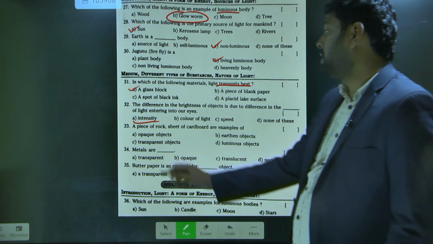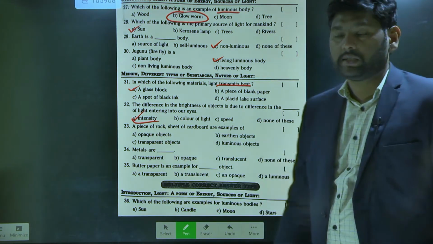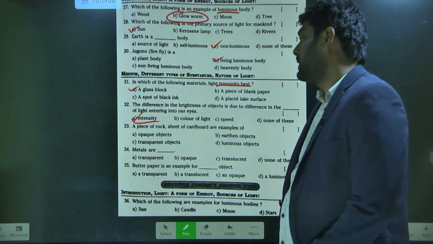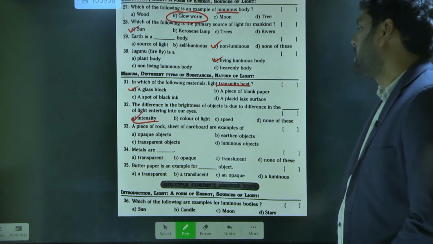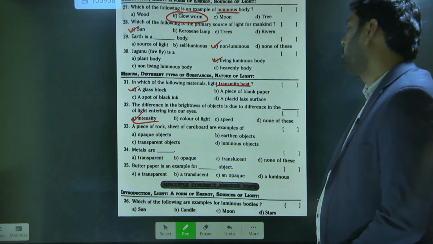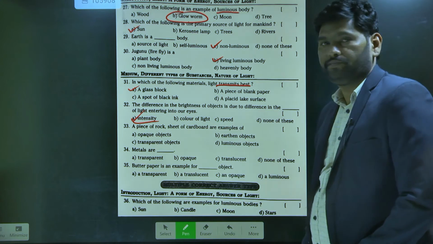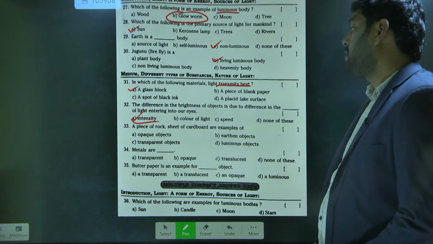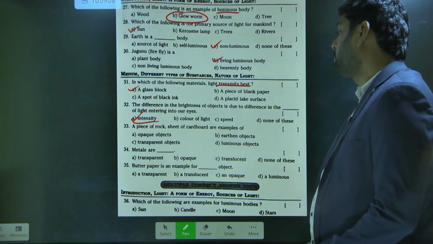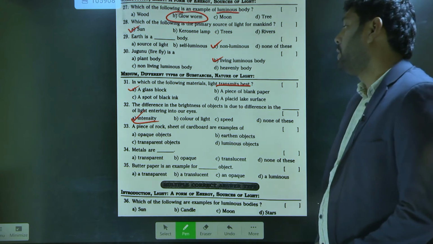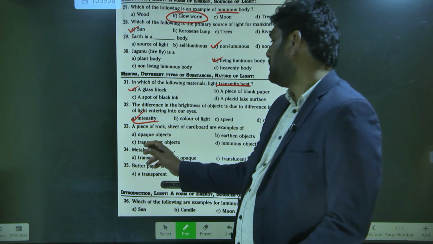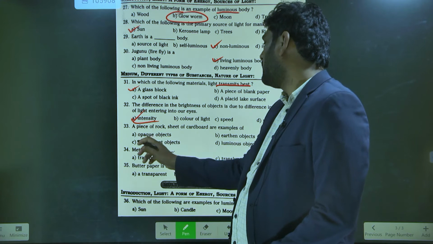So that answer is what? A. The answer is A. The next, question 33: a piece of rock, sheet of cardboard are a good example for what? So what is that? A piece of rock, sheet of cardboard are examples of what?